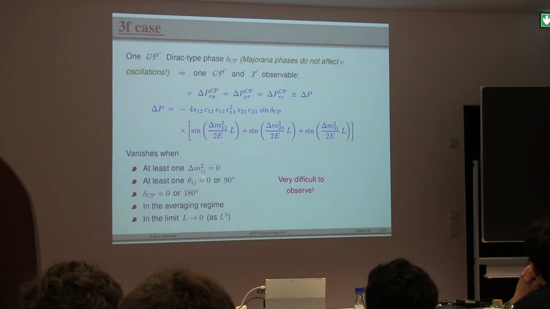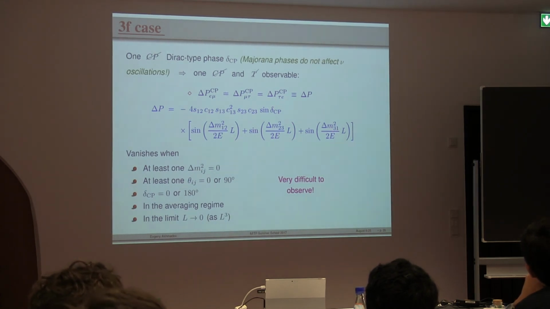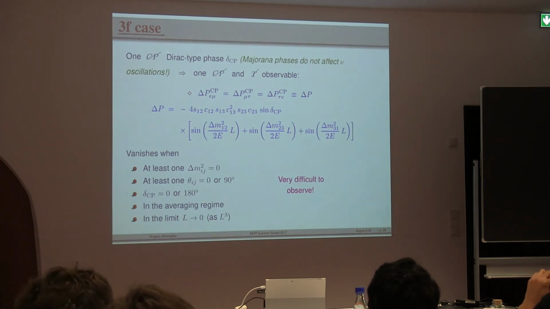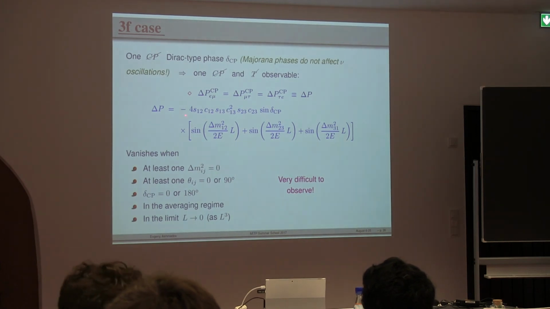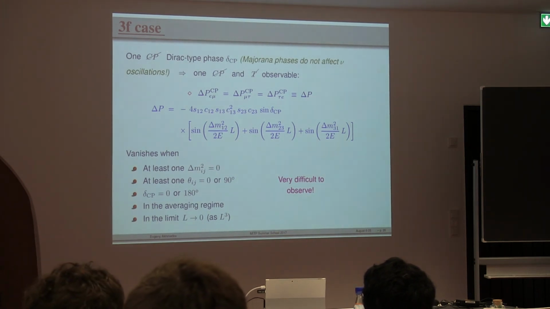Okay? And it can be immediately seen that if at least one delta m square is zero, for example, delta m 12 squared is zero, then these two terms are opposite of each other and they cancel exactly. So this expression is only non-zero if all three mass square differences are non-zero. If at least one of them is zero, there is no CP violation. It is zero if at least one mixing angle is zero, or pi over 2, 90 degrees. Then again it vanishes. And of course it's zero if delta CP is either zero or 180 degrees.